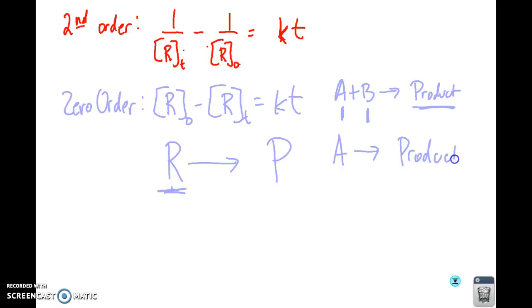And I've been using R because that's reactant. That's what we did there. Hopefully this is a little bit easier to understand. When I keep going on section 3 of this little introduction, we'll talk about half-lives and first order processes, and then we'll also talk about reaction mechanisms.